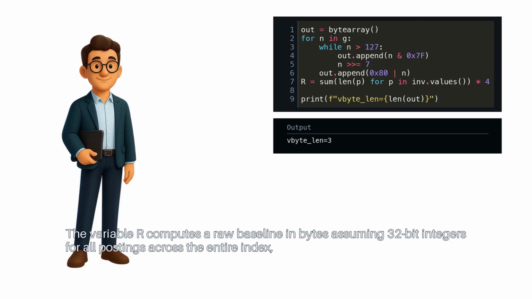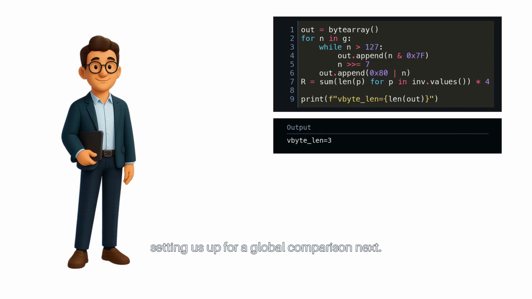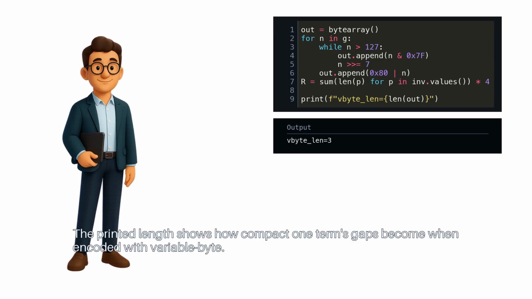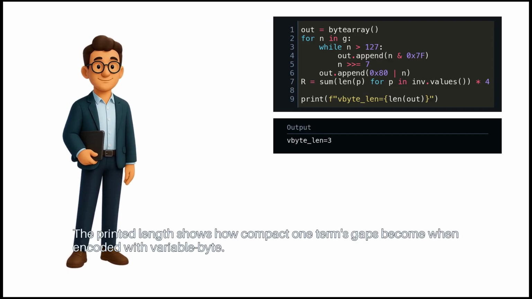The variable r computes a raw baseline in bytes, assuming 32-bit integers for all postings across the entire index, setting us up for a global comparison next. The printed length shows how compact one term's gaps become when encoded with variable-byte.